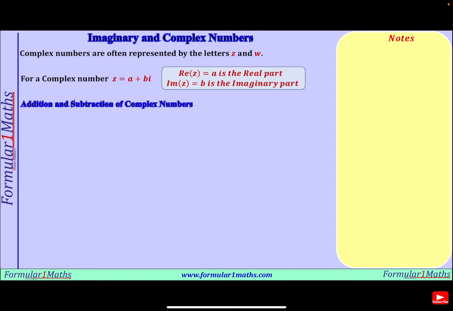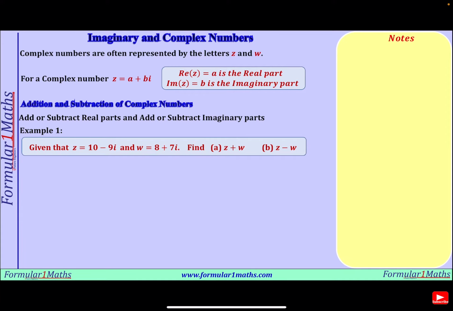We can add and subtract complex numbers. How do we do that? Just add or subtract the real parts and add or subtract the imaginary parts. Let's do an example. Given that z is equal to 10 minus 9i and w is equal to 8 plus 7i, find a, z plus w, b, z minus w.